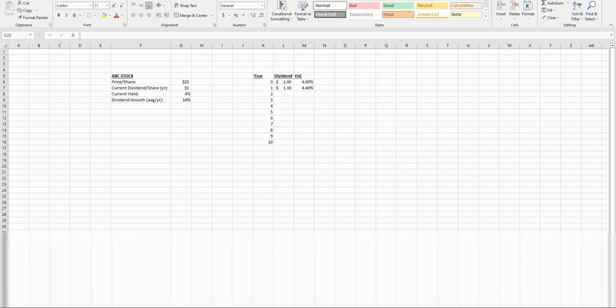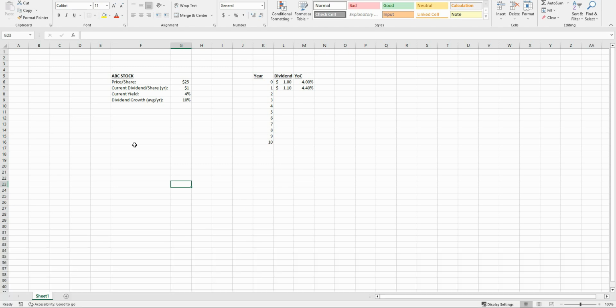And to show it even better on an Excel spreadsheet, had you bought a stock at $25 a share that paid a dollar dividend, it would have had a current yield of 4%. But let's say it had a dividend growth rate of 10%. So every year the stock pays 10% more in dividends. So year zero, you would have gotten paid a dollar, and that would be a 4% yield on cost. And in year two, your dividend would have increased by 10%, so you would have a dividend of $1.10, which would give you a yield on cost of 4.4%.